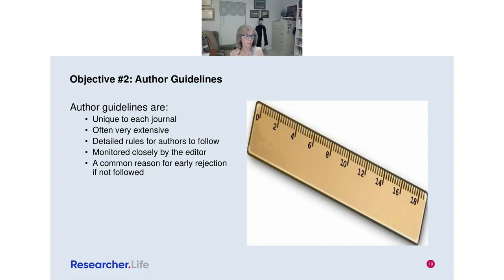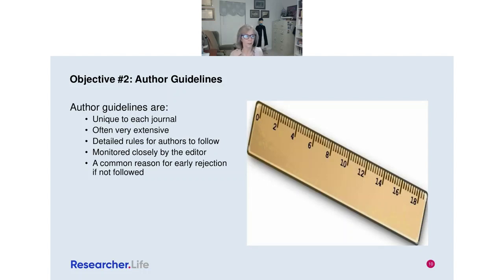It gives you extensive information on exactly what you need to do to submit the manuscript for publication, right? So there are detailed rules for you to follow. They are monitored very closely by the editor. If things don't follow the guidelines, they should not be going in the journal, right? And so again, they're a common reason for early rejection if they did not follow the author guidelines.